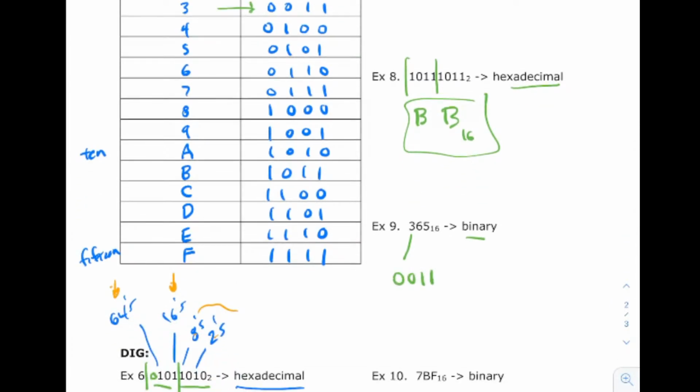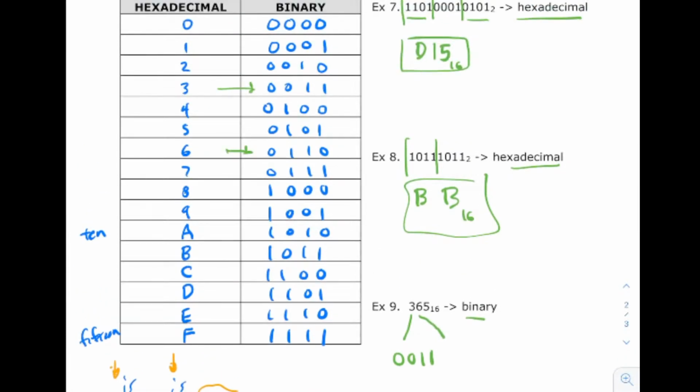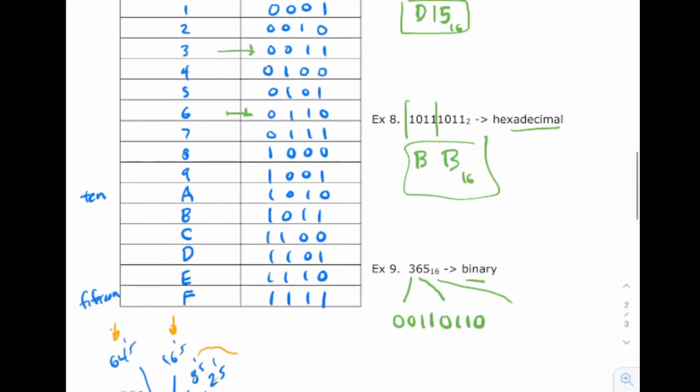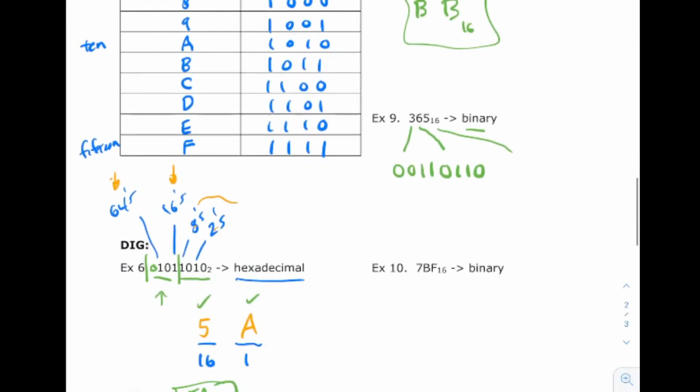Then you grab the 6. The 6 is going to give me a 0110. And it's important to get all 4 digits down, the 0110. And then I end with the 5, which is a 0101. And then if you want, you can cross off those 2 at the beginning. We don't really need those. Just write it this way. There's our binary version of the hexadecimal 365.